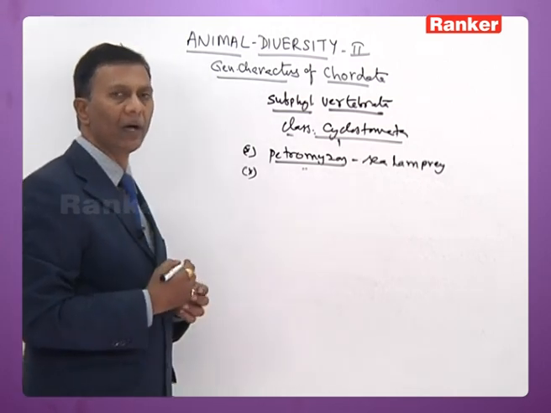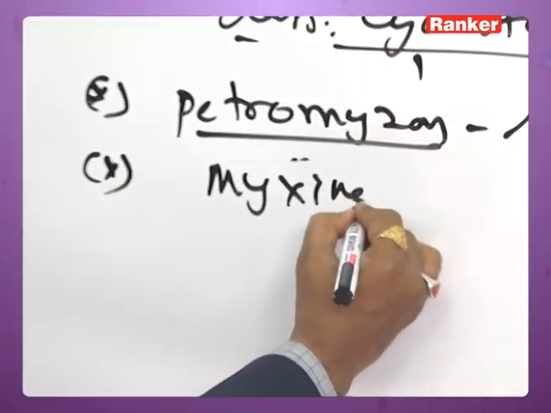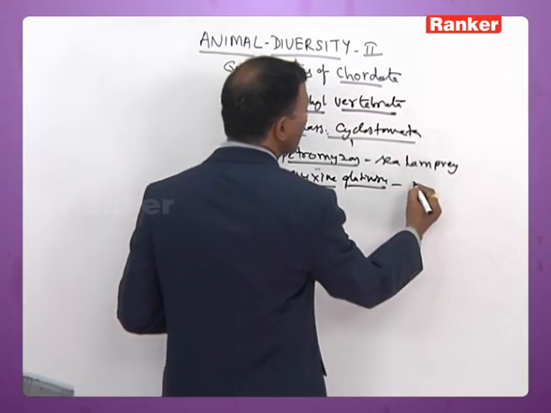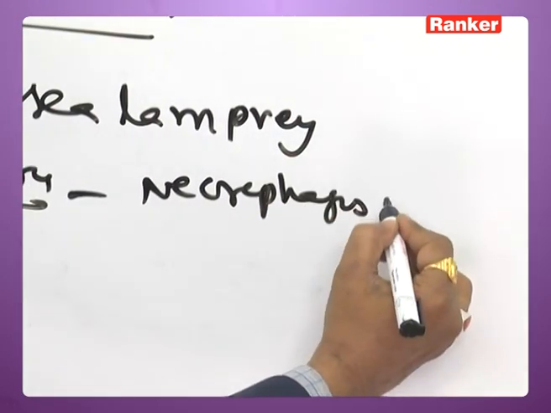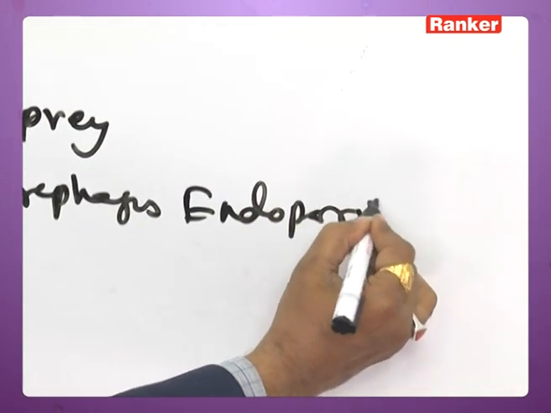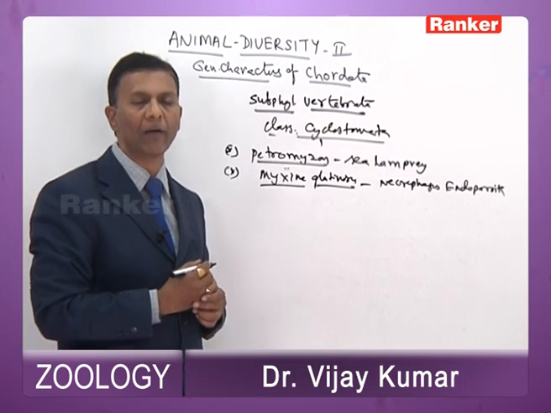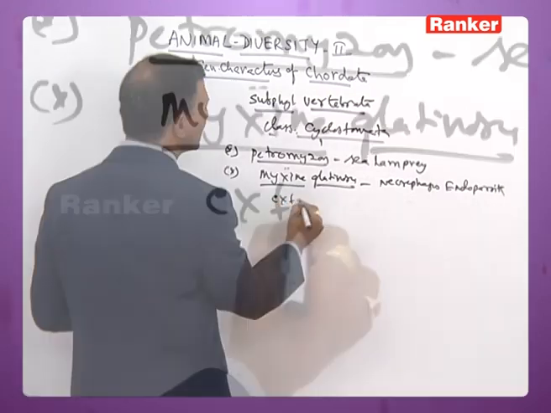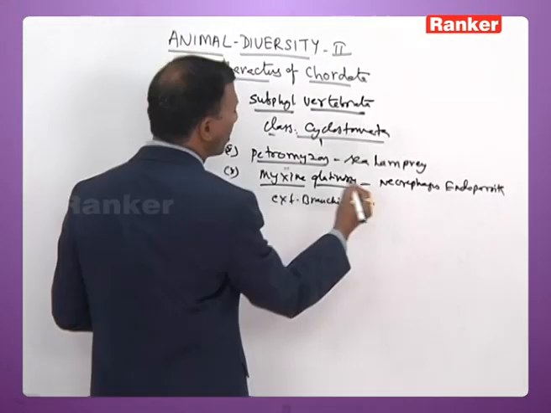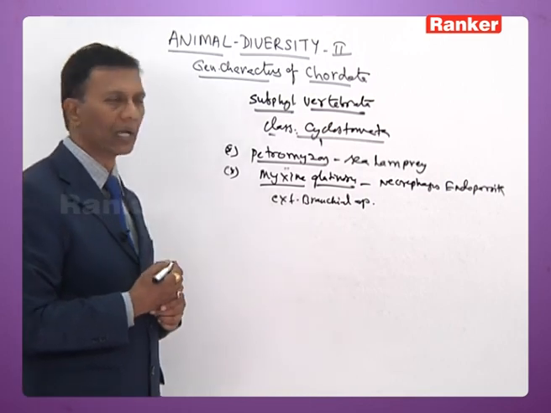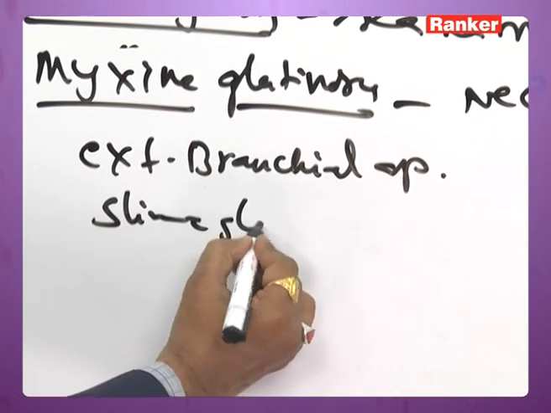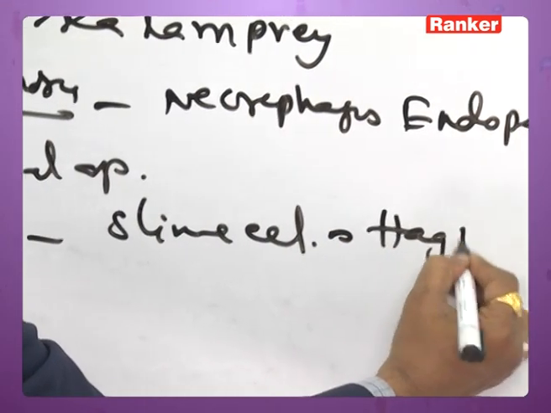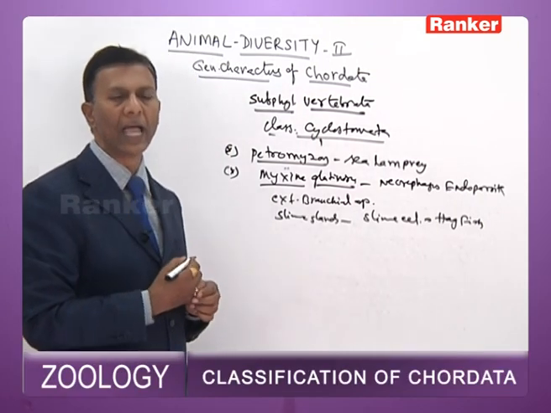Another important example for Cyclostomata is Myxine glutinosa. It is a necrophagous endoparasite. Necrophagous, that is, it feeds on the flesh of dead fish or fish which are about to die, and it leads an endoparasitic life. Unlike Petromyzon, it has a single external branchial aperture. Numerous slime glands are present all over the body, hence it is also called slime eel. Another common name for Myxine is hagfish, because of its wrinkled skin.